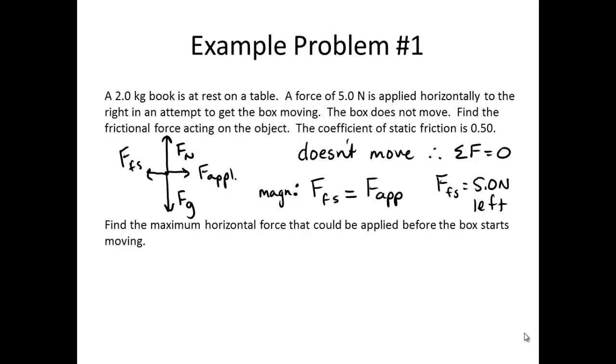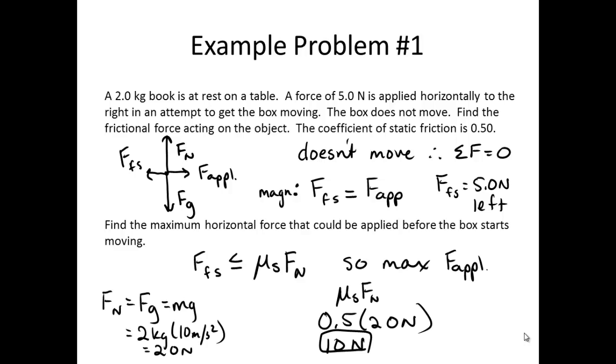In this case, now, we want to find the maximum horizontal force that could be applied before the box starts moving. So, we can use this equation. We know that the normal force will be 20 newtons in this case, and so we can take the coefficient of static friction times the normal force, 0.5 times 20 newtons, to give us 10 newtons as the maximum that static friction could apply, and so therefore it's the maximum applied force before the object will start moving.